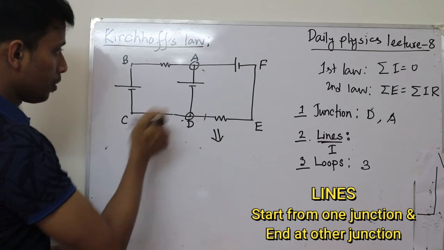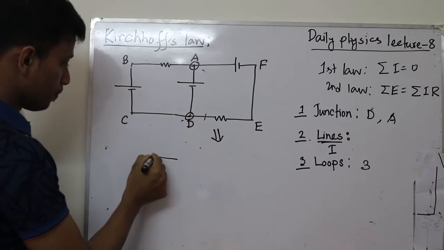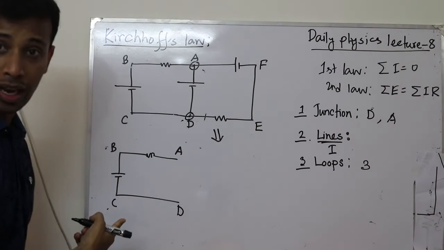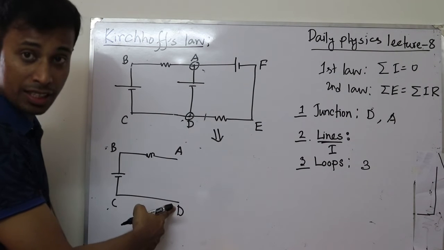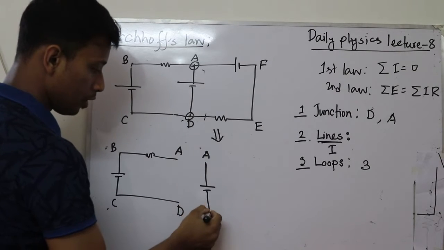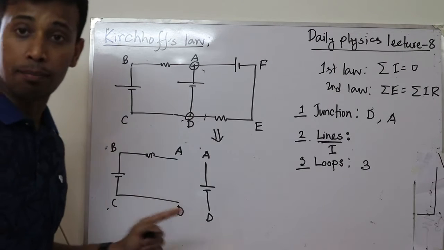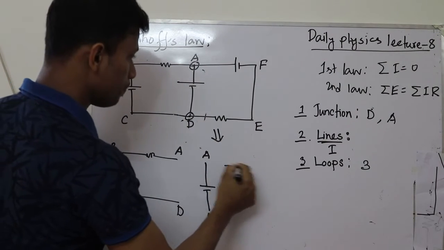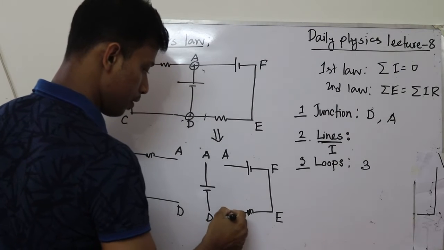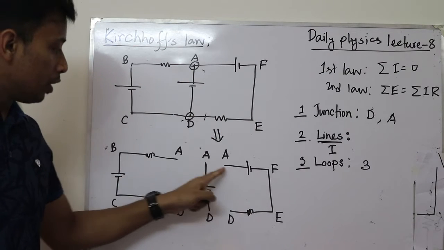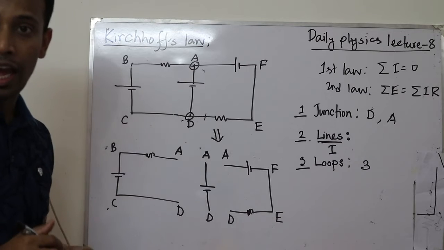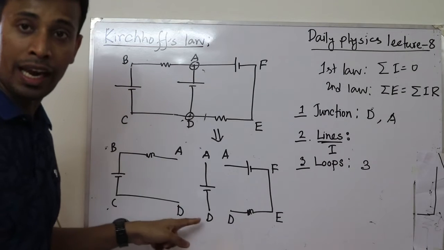So how many lines are here? From A to D, this is one line. A is the junction, D is another junction. And here in the middle, A to D, this is the other line, line number 2. And here at the right, A, F, E, D, that's the other line. So there are 3 lines, and all these lines start from A and end at D.